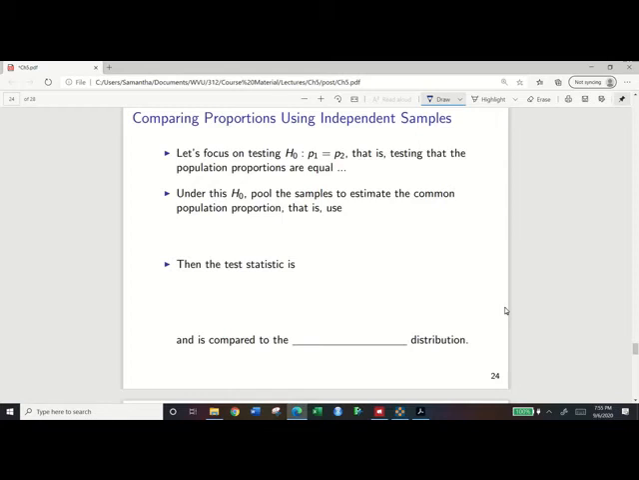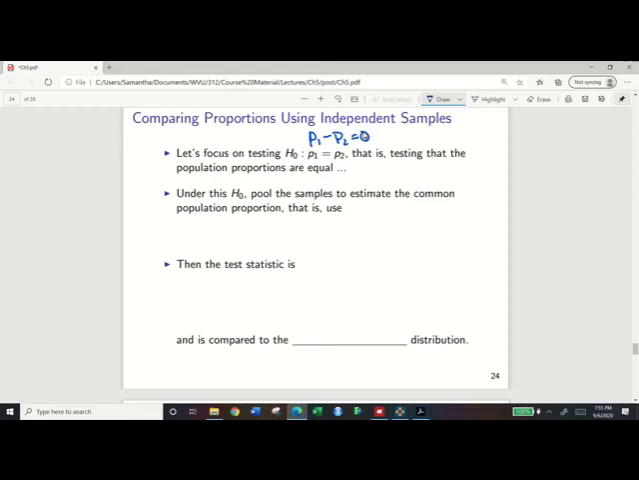So for us, our null hypothesis will be P1 equals P2. You may alternatively see it as P1 minus P2 equal to 0. Either option is fine. It is simply up to you. And that is that we are testing that the population proportions are equal. So under this null hypothesis, we're going to pool the samples to estimate the common population proportion.